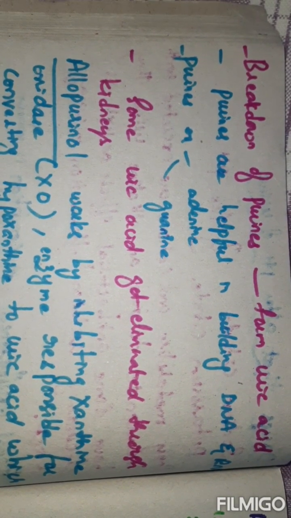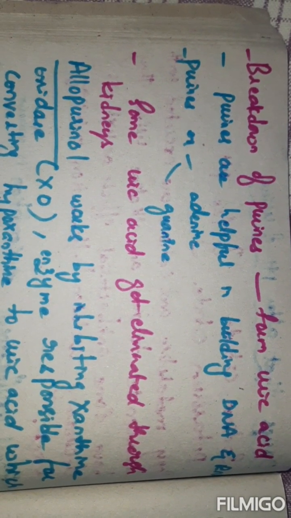Mainly, uric acid is formed due to the breakdown of purines, adenine and guanine. Purines are mainly used in building DNA and RNA, and the breakdown of purines results in the formation of uric acid.